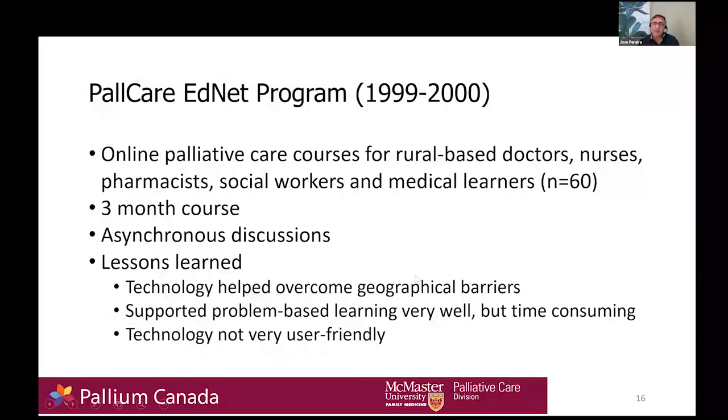Then we did the PalCare EdNet program, for rural healthcare professionals and rural students in Alberta. This was back in 2000. Again, we used asynchronous discussions. We learned that the technology can help overcome geographical barriers. But at the time, you can imagine, the technology was not very user-friendly, so we really struggled to get it going.